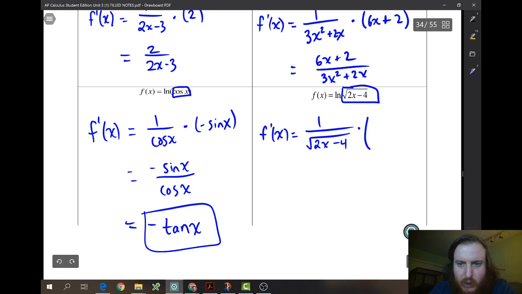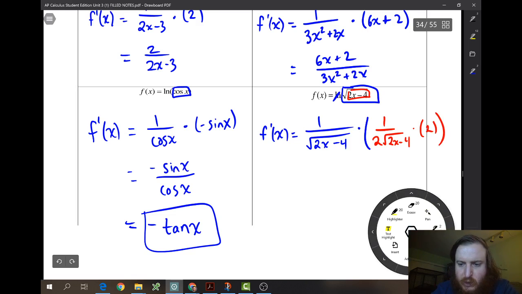Then times, so I'm going to cancel out the ln. Now we're looking at the radical. What's the derivative of a square root? So now our box is the 2x minus 4. The derivative of a square root is 1 over 2 square root of 2x minus 4. And finally, times its derivative, the derivative of 2x minus 4 is 2.